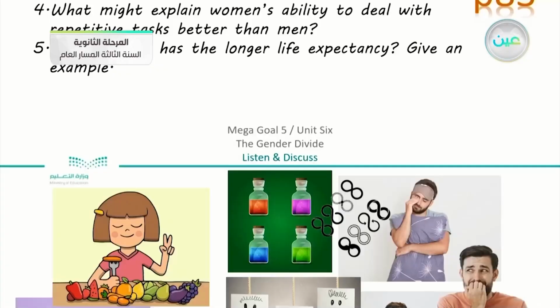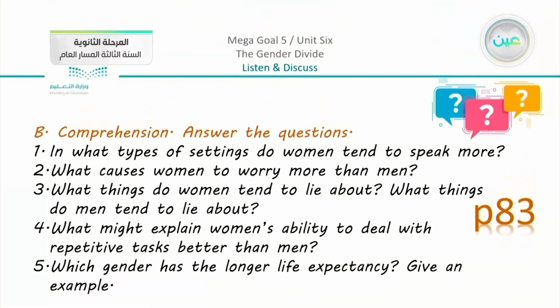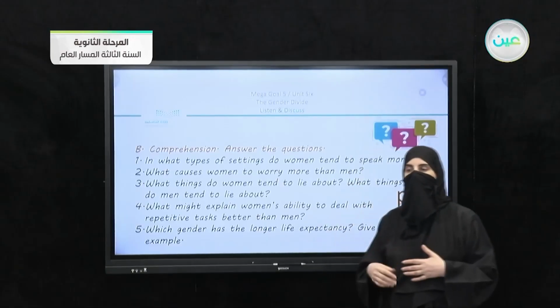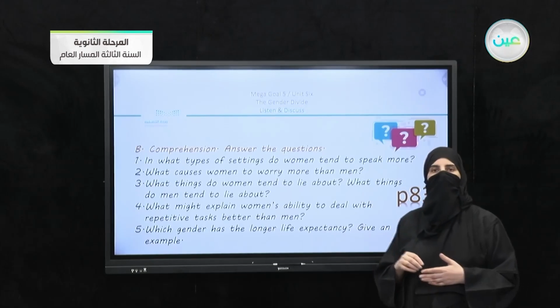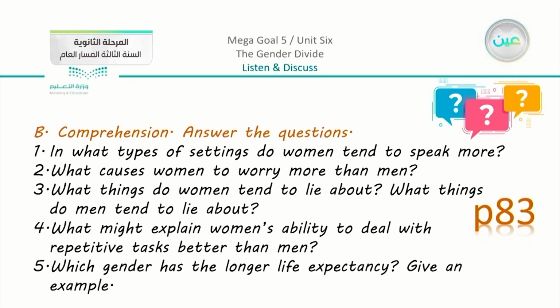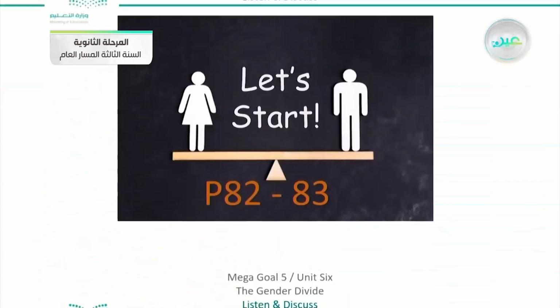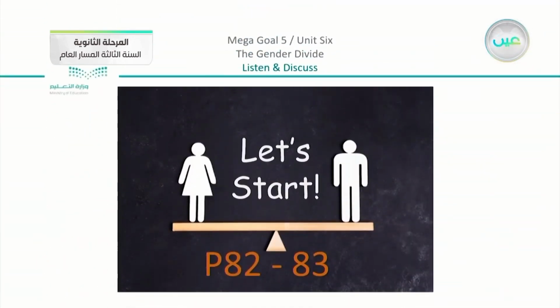Now, moving on with our lesson, we are going to go through these questions, which are the comprehension questions that we have also in the book. We do have these questions on page number 83. We are going to answer these questions while we are going through the discussion. So moving on, we are going to start on pages number 82 and 83 in your book. So let's start.